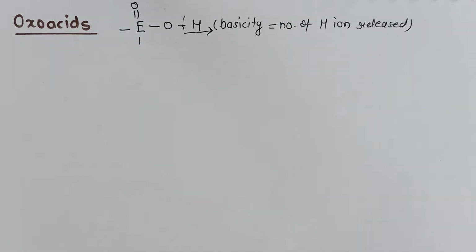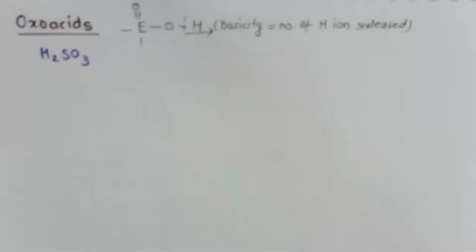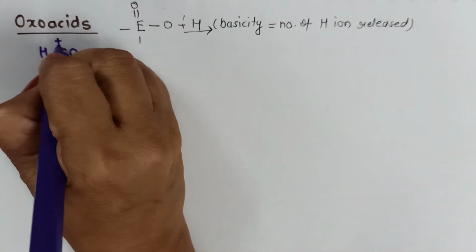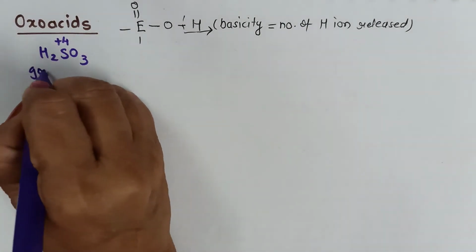If one hydrogen ion is released, basicity will be equal to 1. So we'll begin with the first one. The first oxoacid is H2SO3. Just now I have told you that H2SO3, sulfurous acid, is in +4 oxidation state and therefore it is a good reducing agent.